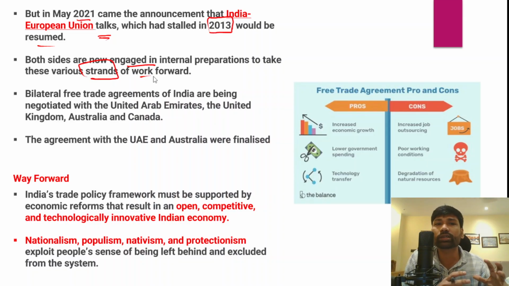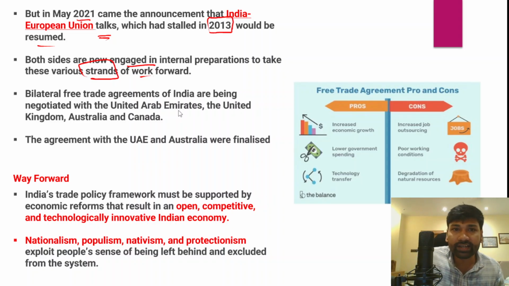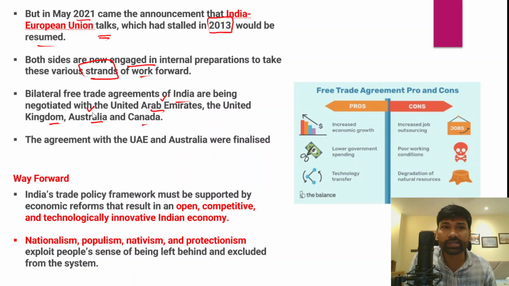When we talk about free trade agreements with other countries, bilateral free trade agreements of India are being negotiated with the United Arab Emirates, United Kingdom, Australia and Canada. As of now, the UAE and Australia bilateral free trade agreements have been finalized. They were already finalized and India even started implementing these agreements with the UAE and Australia. So what should be the way forward?